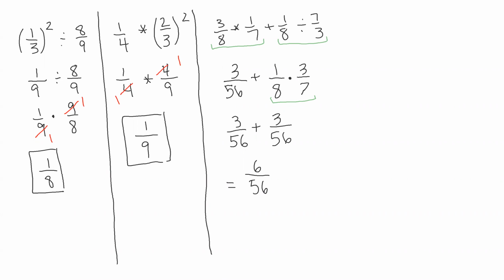We want to look for common factors between 6 and 56, and they're both even, so that means they're at least divisible by 2. So 6 divided by 2 is 3. 56 divided by 2 is 28. Well, 3 does not go into 28, so our final answer here is 3/28. And that's it.